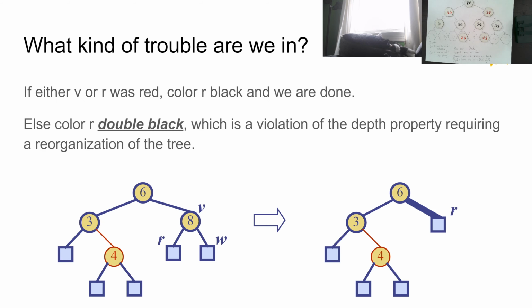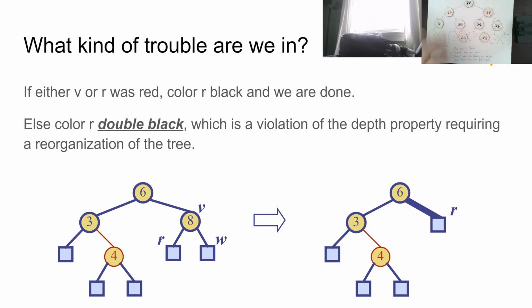I don't actually know. So what happens if either V or R, meaning the node that we actually removed or the node sticking around afterwards, the remainder one, was red? We go, phew! Because at that point, we can color R black and we're done. So what just happened?